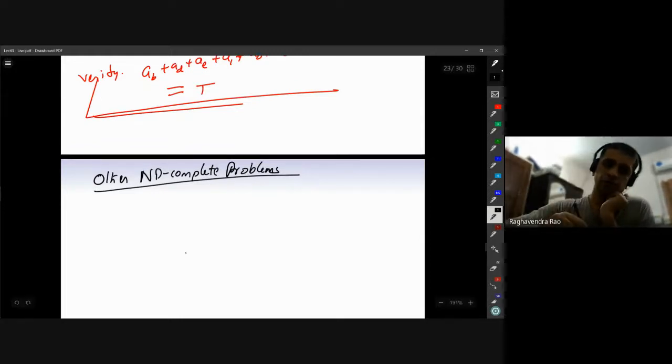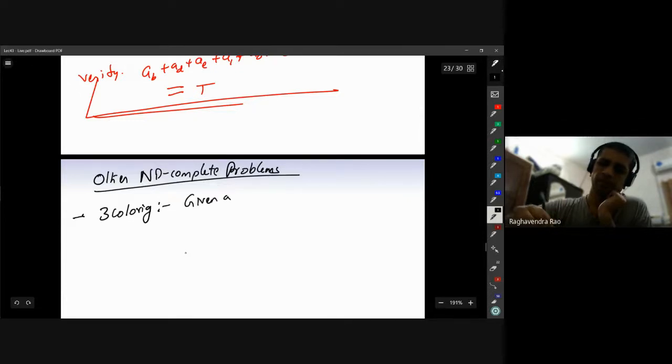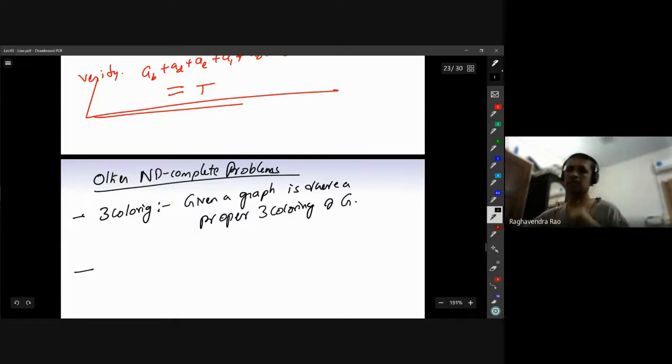To state a few, graph coloring. Given a graph, is there a proper coloring of the graph? I will not define what it is and so on. This is NP complete. It's also NP complete for even special classes of graphs like planar graphs.